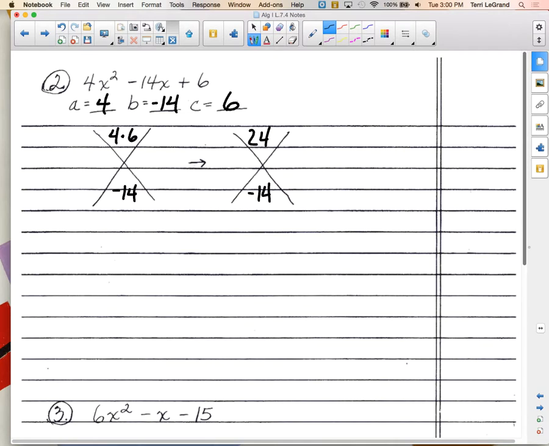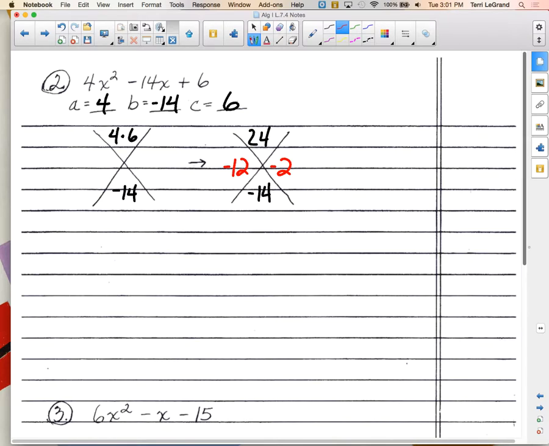Okay, we have a positive C value, a negative B value. That tells me they both have to be negative, don't they? Yeah, what are they? -12 and -2. Is A equal to 1?